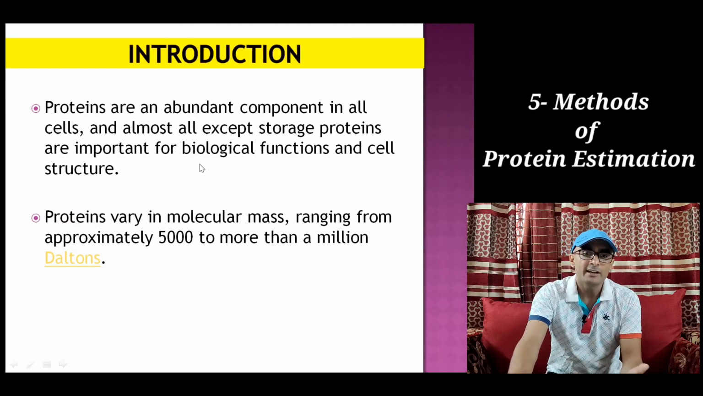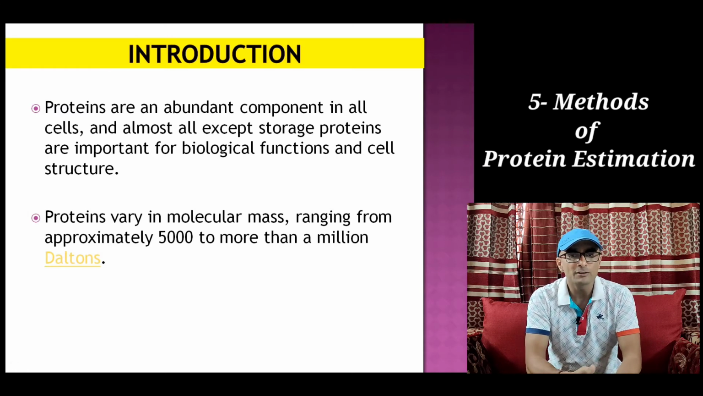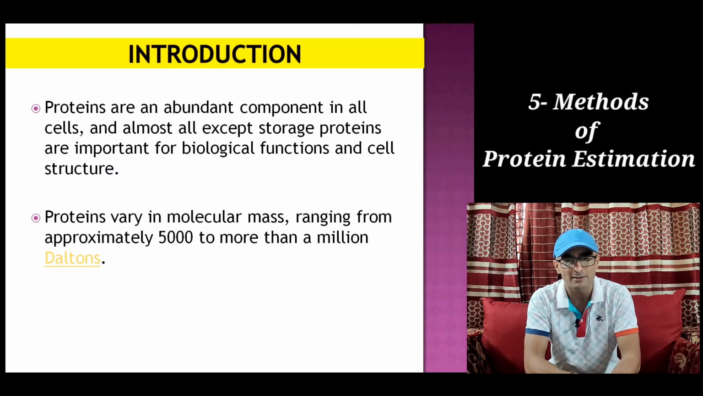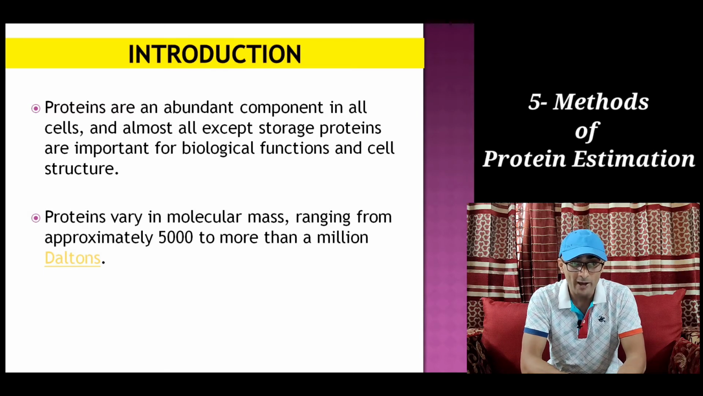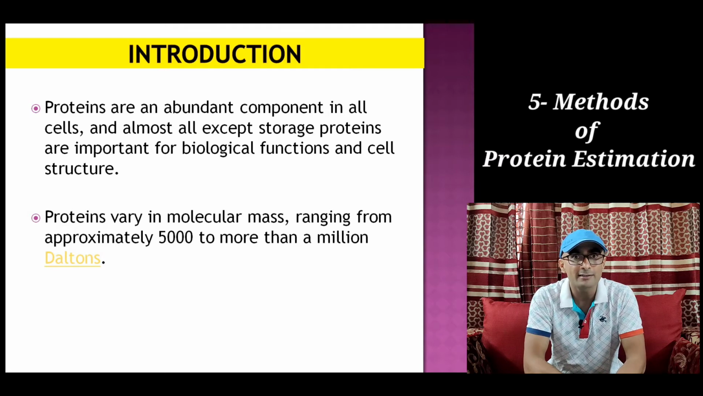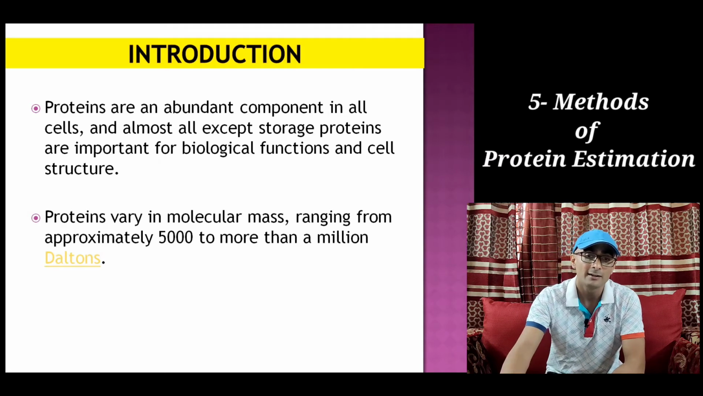So proteins are an abundant component in all cells. Almost everywhere proteins are present, and except storage proteins, they have very important biological functions in the cell, maintaining their structure and function. And they vary in molecular mass, ranging from almost 5 kilodalton to more than a million daltons. The smallest protein known is insulin, and the biggest protein so far known is titin, which is a cardiac muscle protein having over 26,000 amino acids in the same protein.